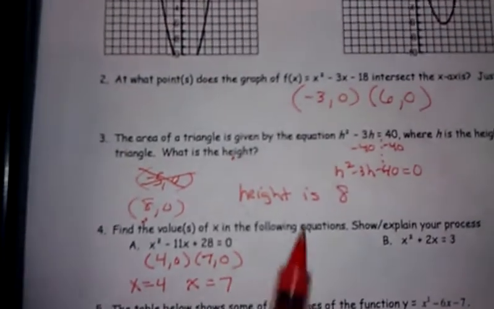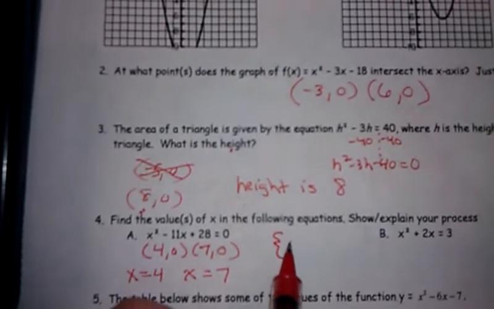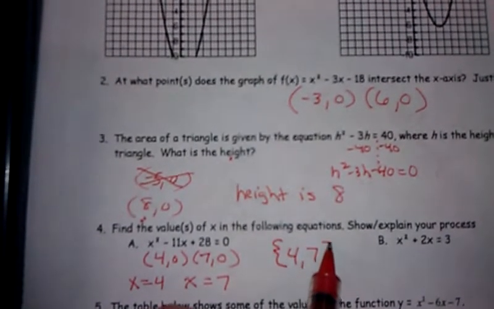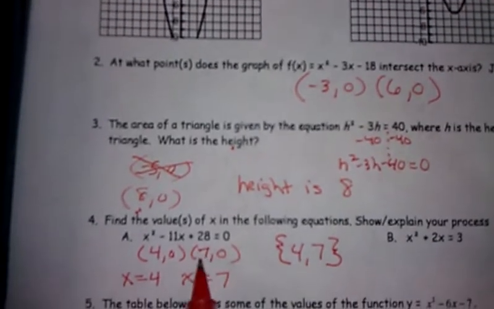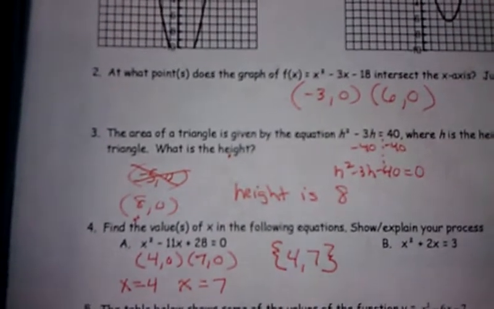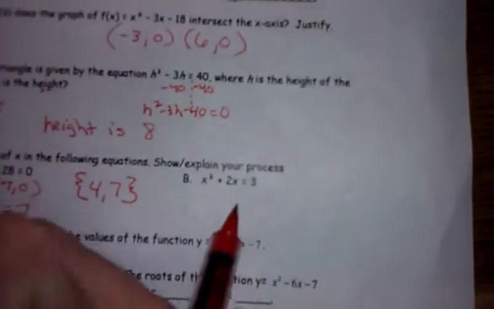You could write it this way, or you could even write it in set notation. They put the squiggly brackets and they put a 4 and a comma and a 7. It means the two roots, these are separate. See, the ordered pairs are written in parentheses. This is set notation.